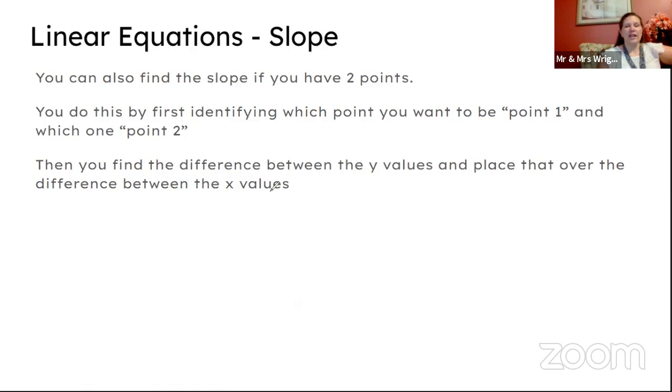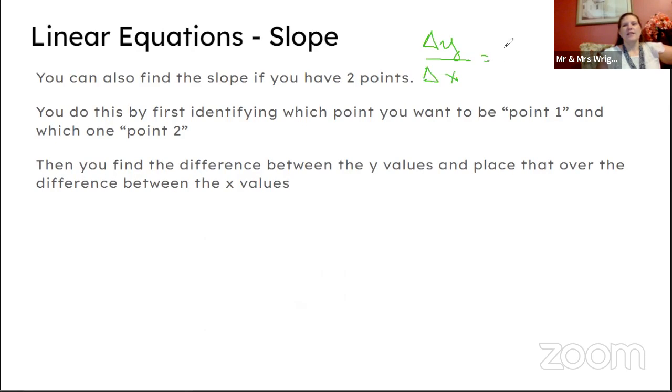When we talk about change of something, that indicates a subtraction problem. So if we have change in y over change in x, that's the same thing as, it's usually written as y2 minus y1 over x2 minus x1. So we have a mathematical way of producing the exact same information without having to go and count all the way over. So in order to do this, you have to identify something as point 1 and something as point 2.